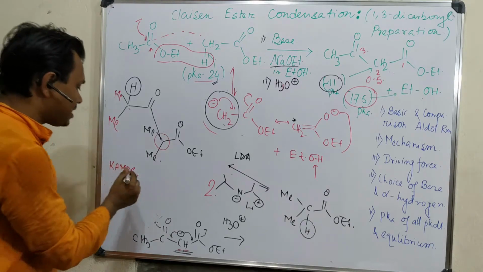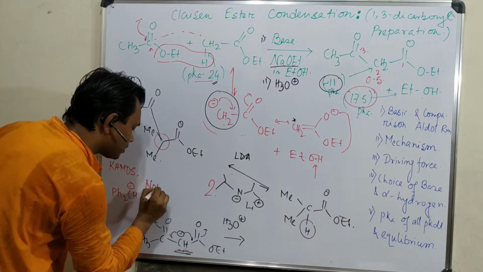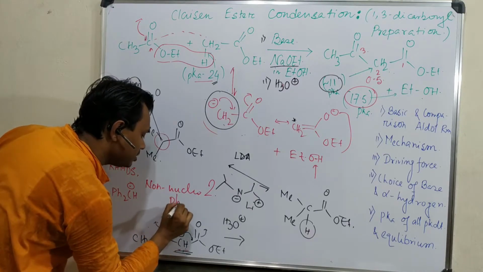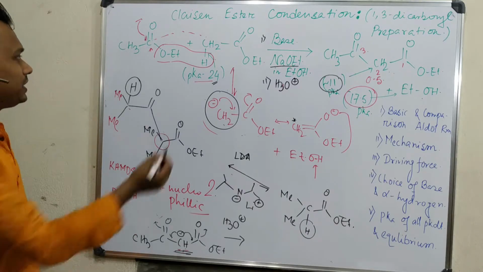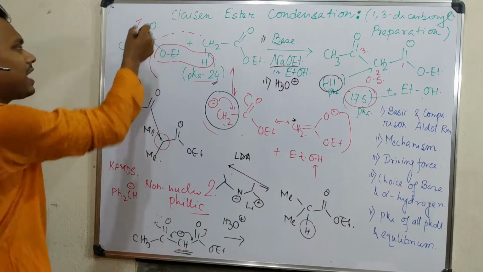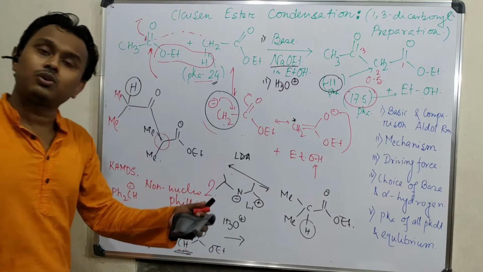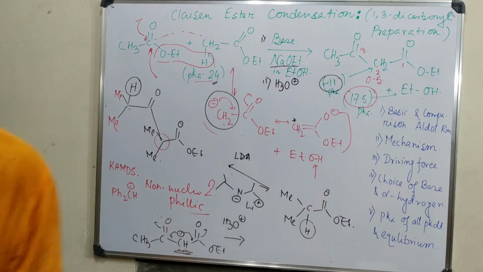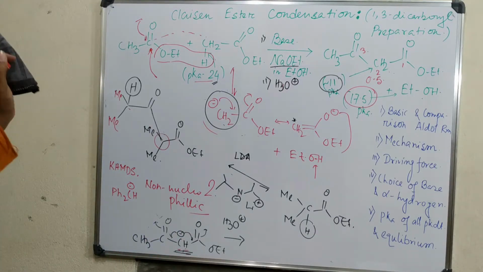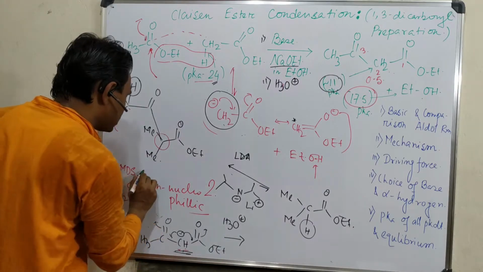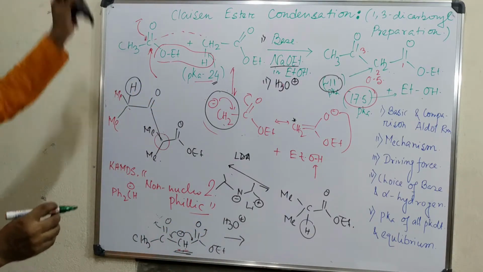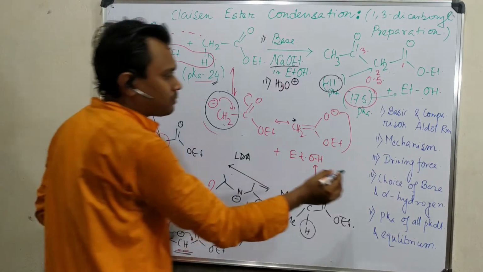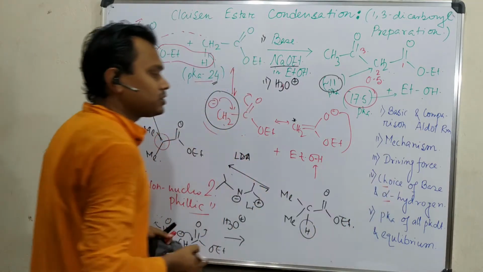The base must be non-nucleophilic. Why am I saying this? Because if the base is nucleophilic, then the base can attack the center and hydrolyze the ester and produce a cross product, which is not expected. So in order to avoid that chance, the base must be non-nucleophilic in nature. Okay? So we have also discussed the alpha hydrogenation and choice of base.